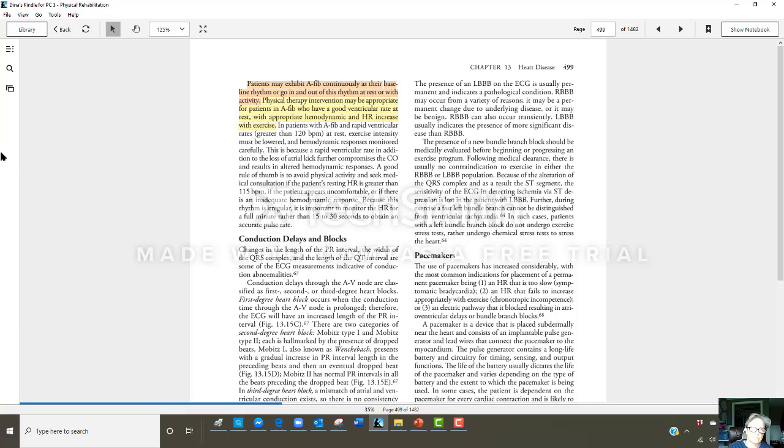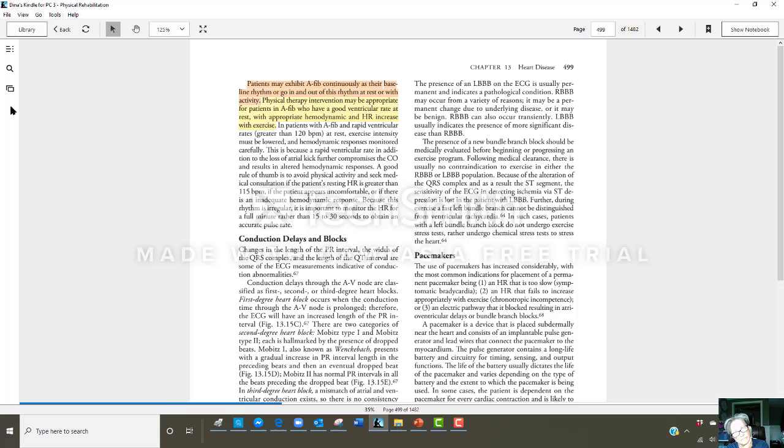In patients with AFib and rapid ventricular rates, greater than 120 bpm, at rest, exercise intensity must be lowered, and hemodynamic response is monitored carefully. This is because a rapid ventricular rate in addition to the loss of atrial kick further compromises the CO and results in altered hemodynamic responses.